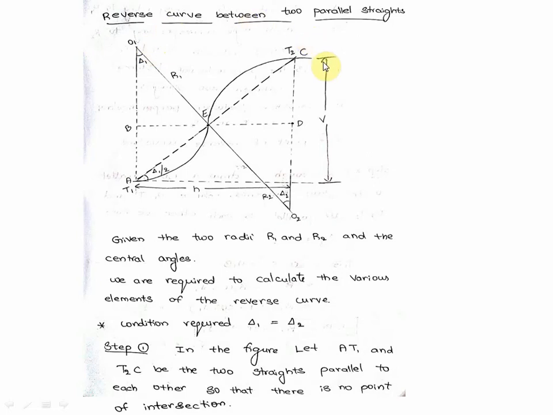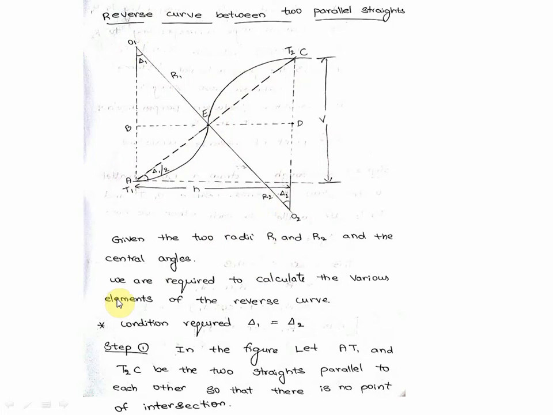Reverse curve between two parallel straights: here one straight is the continuation of T2C, and here T1A. T1 is this point, A is the end of this straight line. Consider here one straight line and here one straight line, and you are going to take the alignment through the curve. Given the two radii R1 and R2, this one is R1, the radius for this curve, and this is R2, the radius for the second curve, and the central angles.